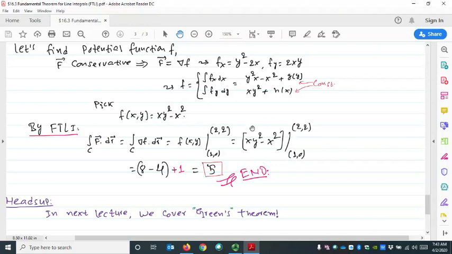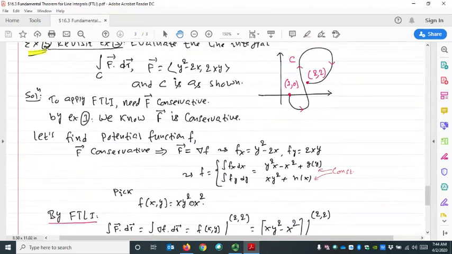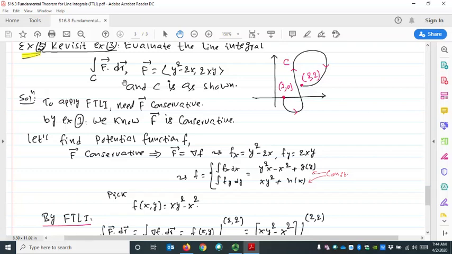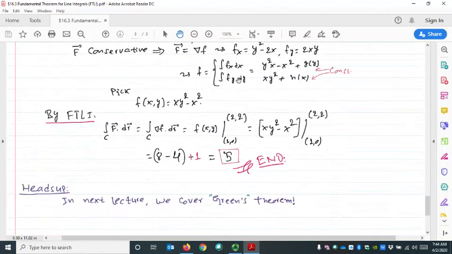Put the upper limit, x equals 2, y equals 2, so 2 squared is 4 times 2 is 8, minus 2 squared is 4, this is coming from the upper limit. Then minus the lower limit: put x equals 1, y equals 0, so y squared gives me 0, and this one gives me minus 1. Minus and the formula's minus is plus, so 8 minus 4 plus 1 is 5. So we used the fundamental theorem of line integrals to evaluate this line integral. Great. So we finish this section.